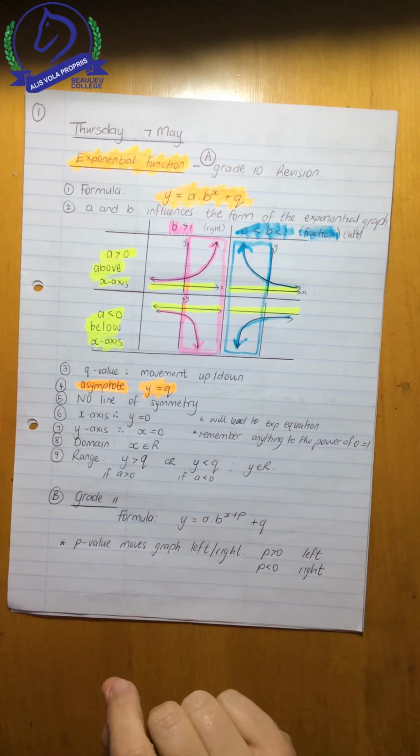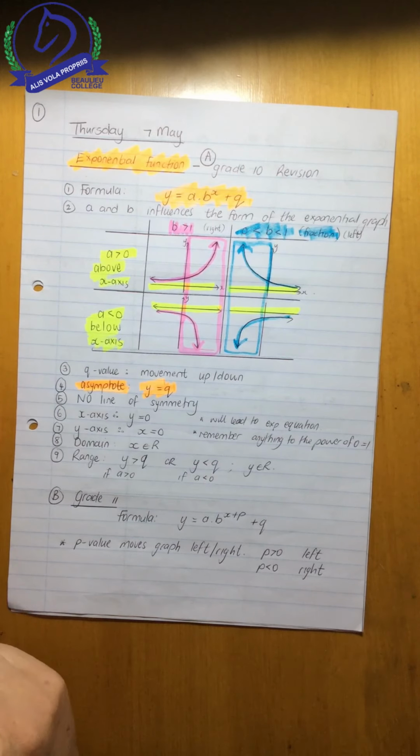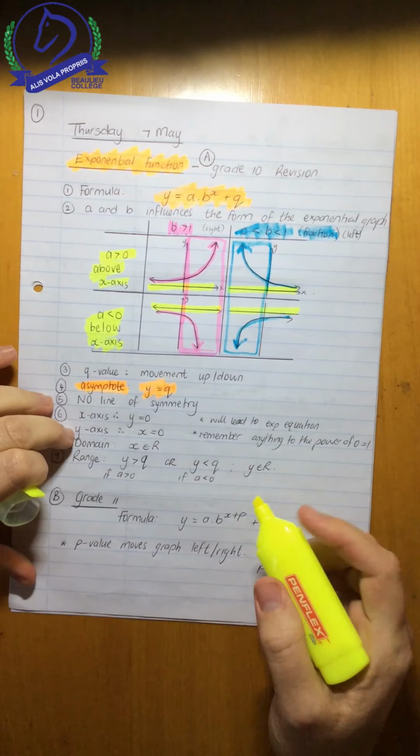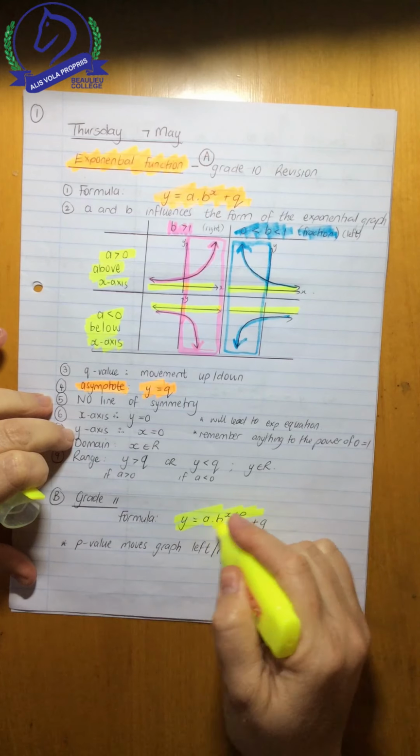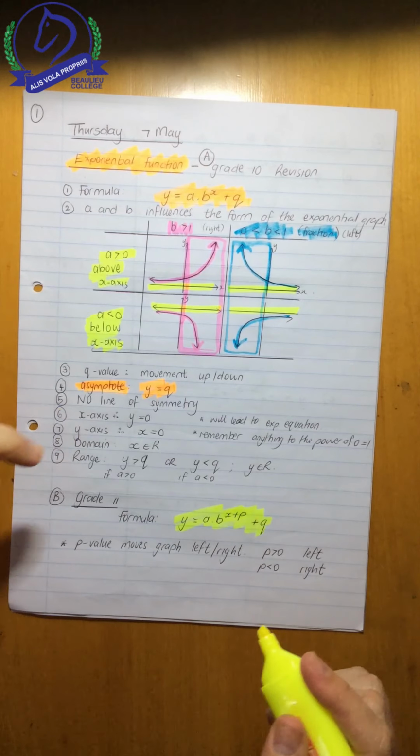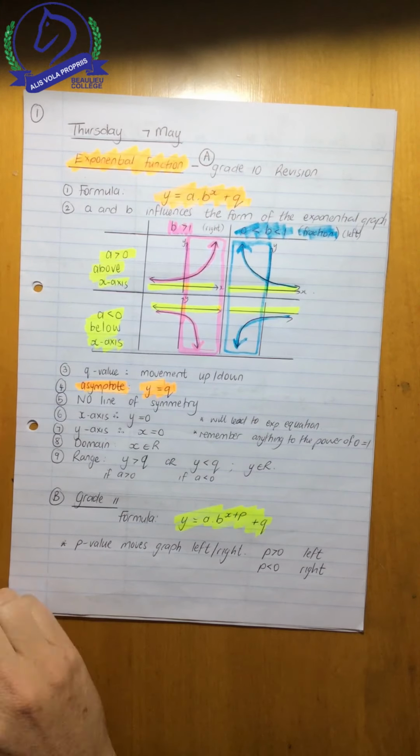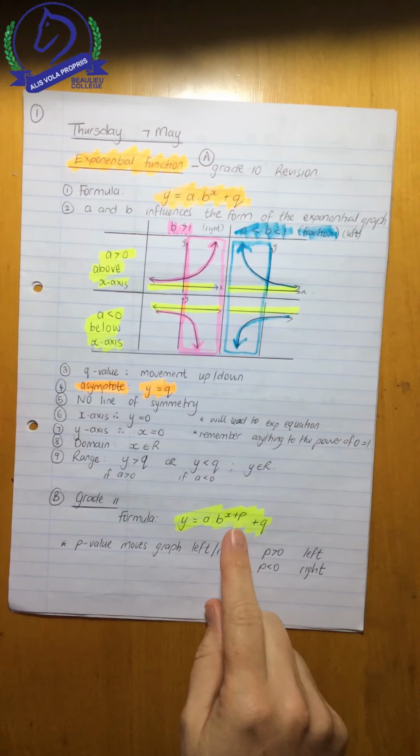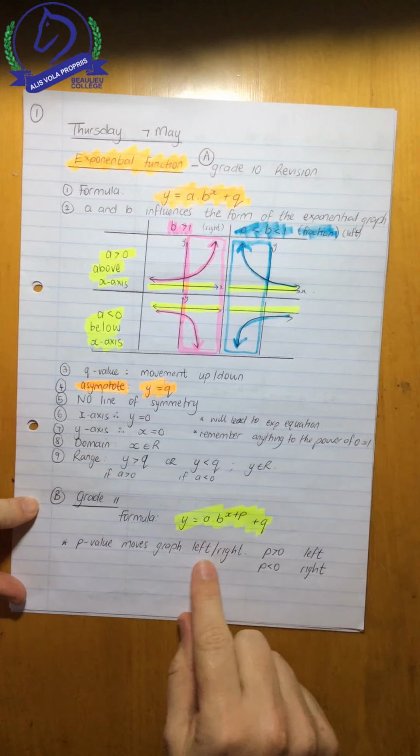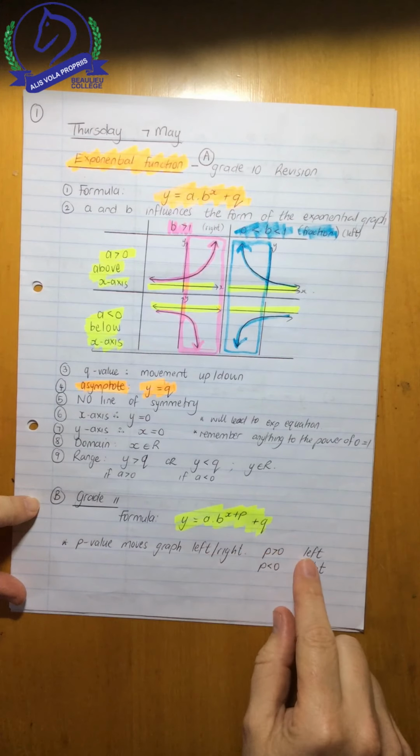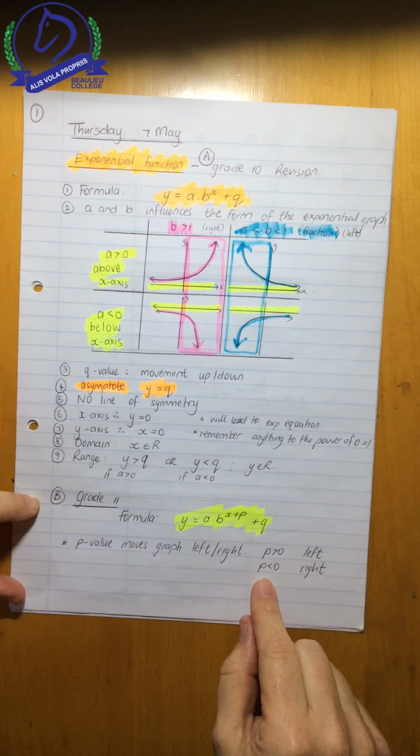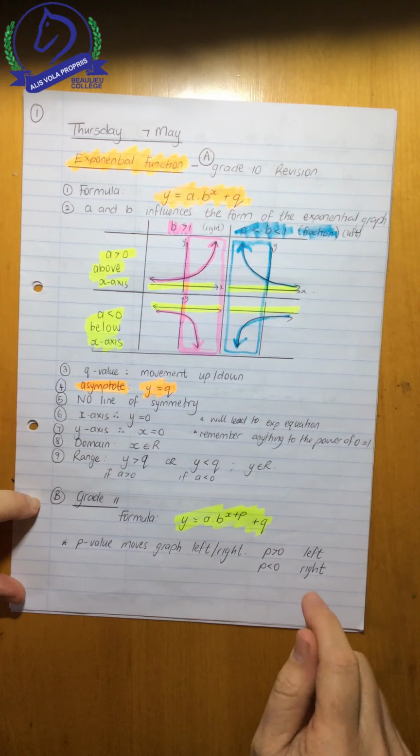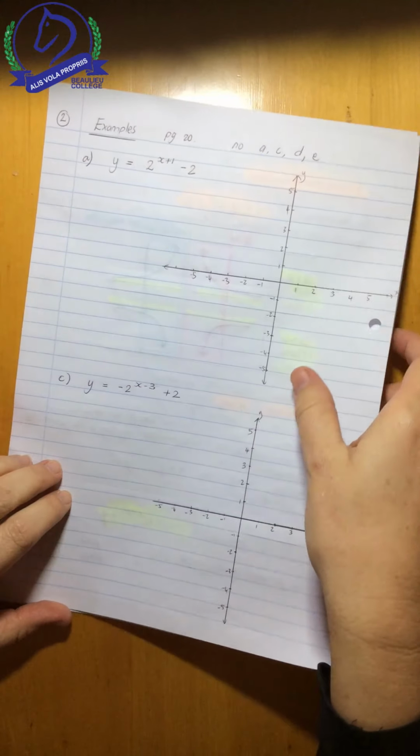Okay, so what are we going to change in grade 11, as we did with the parabola and the hyperbola, is we are going to use exactly the same formula, but there's a p-value added. Now, as with the parabola and the hyperbola, what does the p-value mean? If it is plus, it will move left. If it's minus, it will move right. Okay, so let's look at the examples.